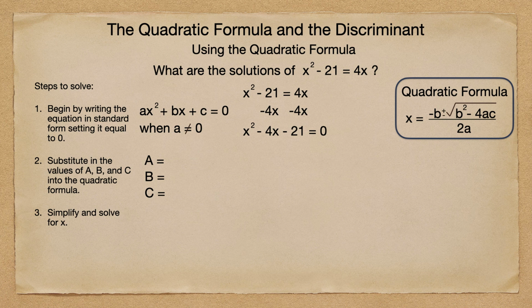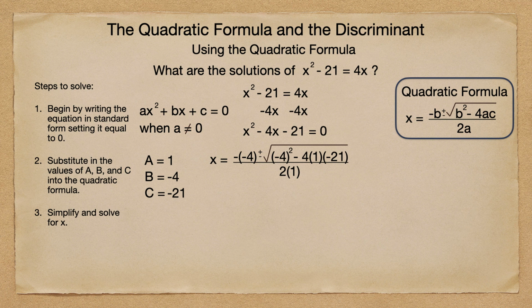But what are my a, b, and c? As you'll see in the formula, we have ax squared plus bx plus c. So my a term is in front of the x squared, which is 1. My b term is in front of my x, which is negative 4. And my c term is negative 21. I'm going to plug those terms into my quadratic formula.